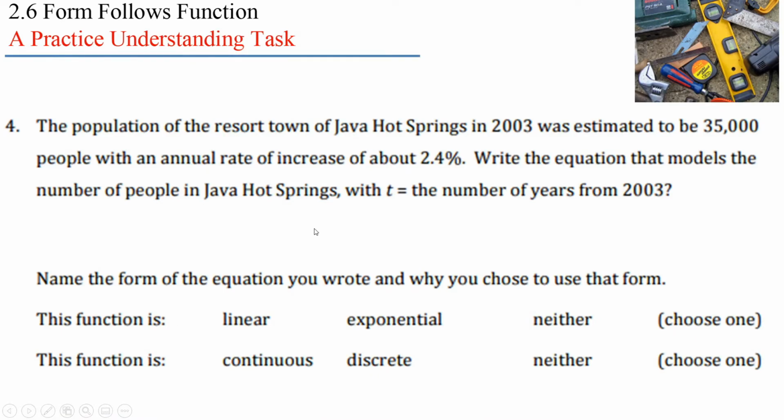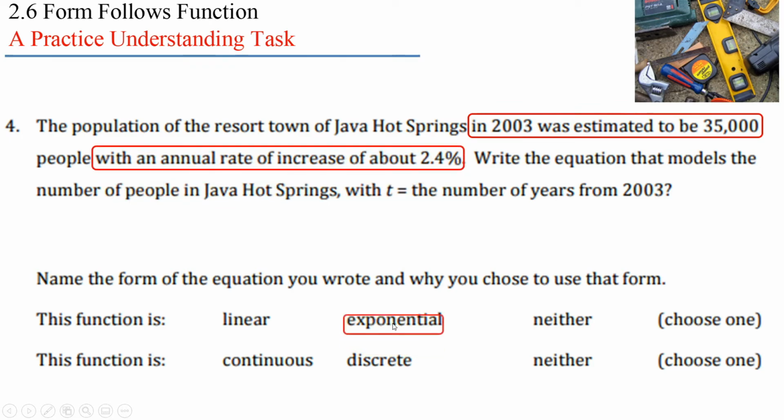Okay, number 4, the population of the resort town of Java Hot Springs in 2003 was estimated to be 35,000 people with an annual rate of increase of about 2.4%. So let's think about that. We began with 35,000 people and the population is increasing by 2.4% every year. Well, that means that my pattern of change, we're going to be multiplying by a common ratio. So this is going to be exponential, okay?